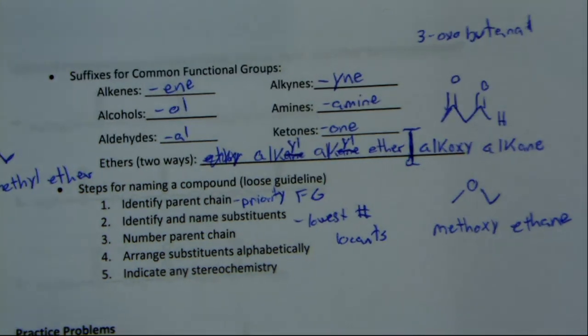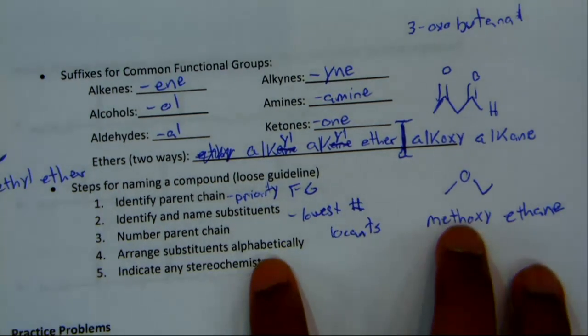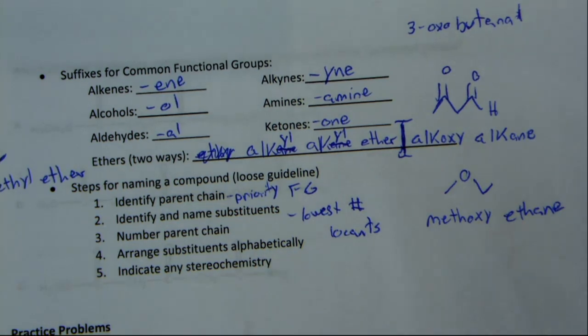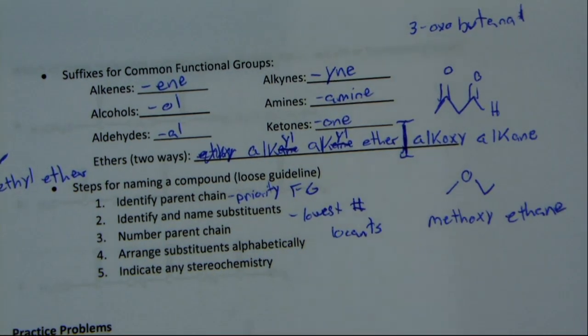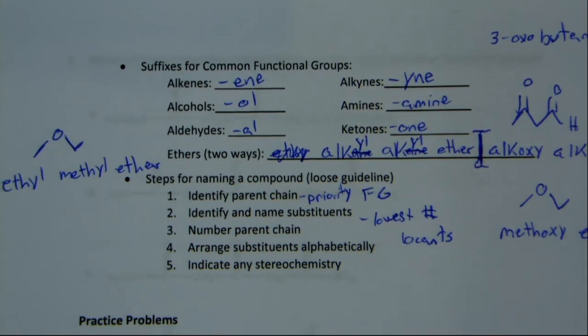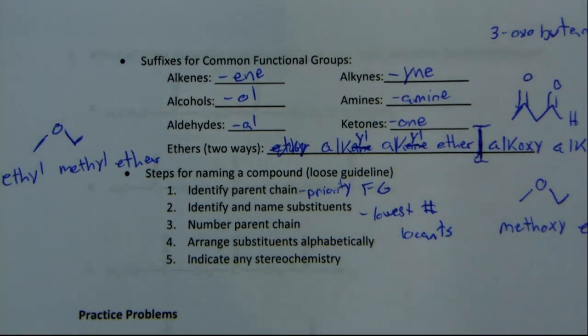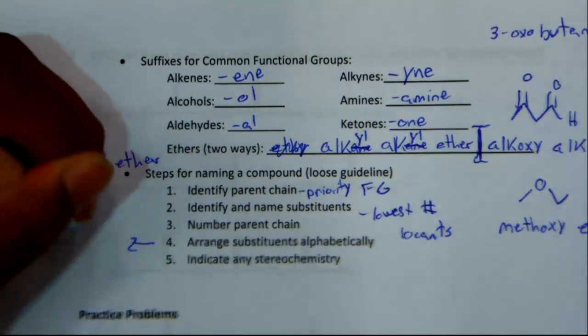Okay, so our next one is arrange substituents alphabetically. When we're naming alphabetically, just make sure you don't include di and tri, because those don't count under the alphabetical thing. Is that cool? So all the prefixes, di, tri, whatever, they don't count. But the one exception for that would be iso.